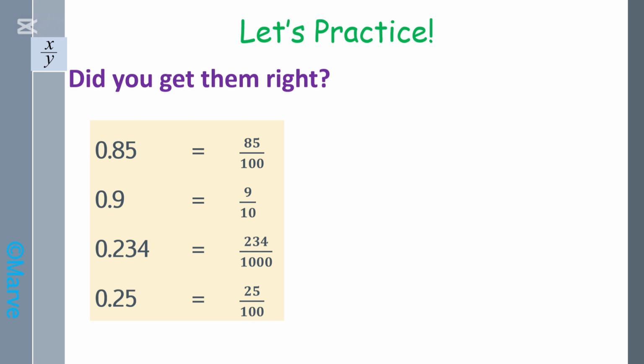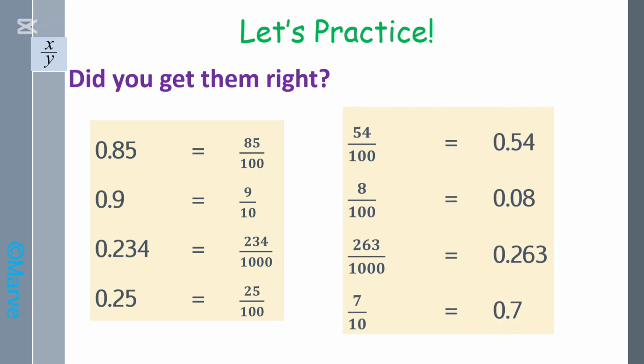So 234/1,000. Okay, and then 0.25, you have the 2 as tenth and 5 as hundredth. So the last place value after the decimal point is hundredths. So 25/100. That's very simple, right? So, okay, the fractions, easy too.